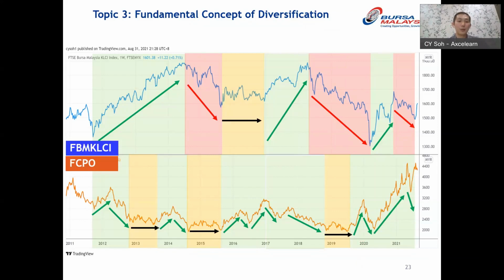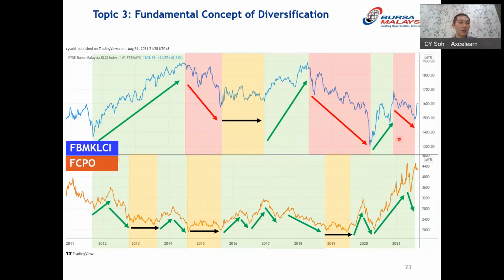So here you can see that if you were to add this FCPO into your portfolio, we have green periods and yellow periods. Green means you have good trading opportunities. Yellow means it's sideways, so you might not be able to profit from it. As compared to the stock market at the top, where we have several red periods. Can you see that? So all you need to do is add FCPO into your portfolio so that your overall portfolio can have greater diversification benefits.